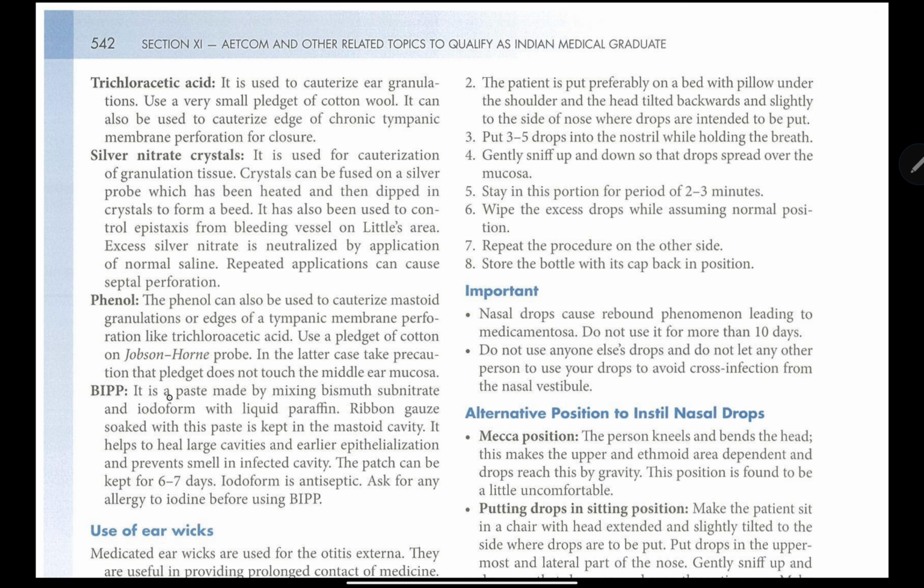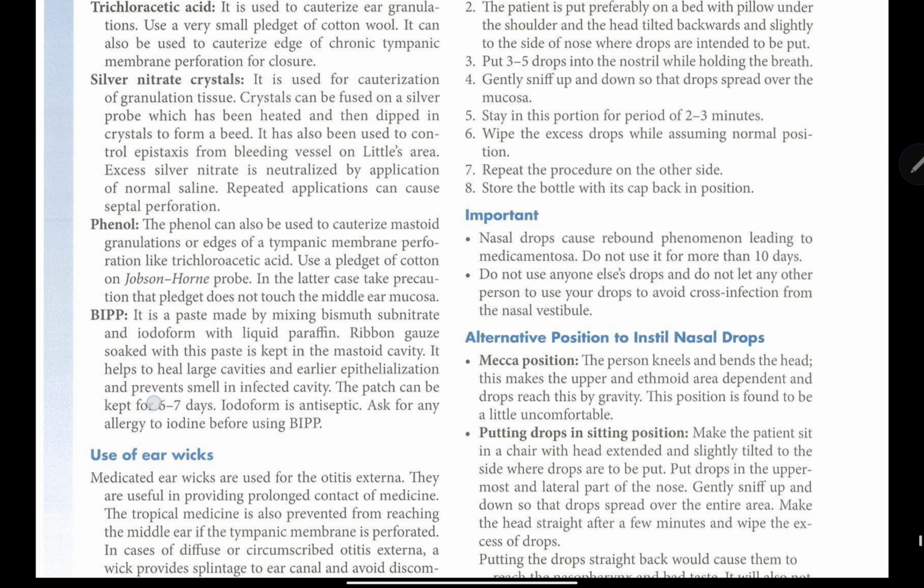BIP. It is a paste made by mixing bismuth subnitrate and iodoform with liquid paraffin. Ribbon gauze soaked with this paste is kept in the mastoid cavity. It helps to heal large cavities and earlier epithelialization and prevents smell in infected cavity. The patch can be kept for 6 to 7 days. Iodoform is antiseptic. Ask for any allergy to iodine before using BIP.